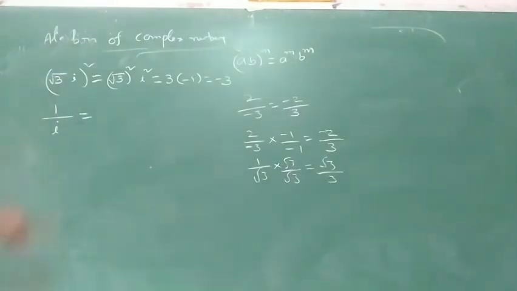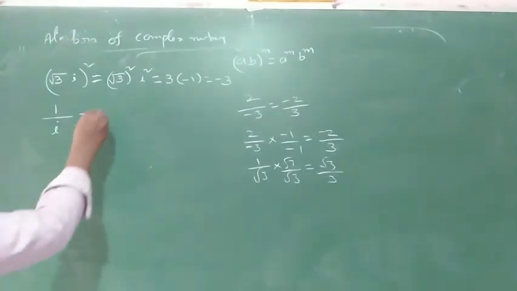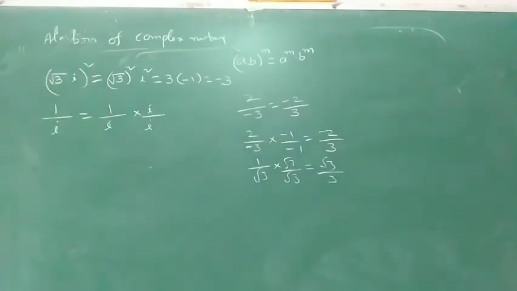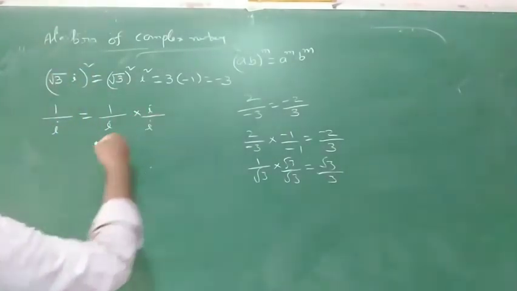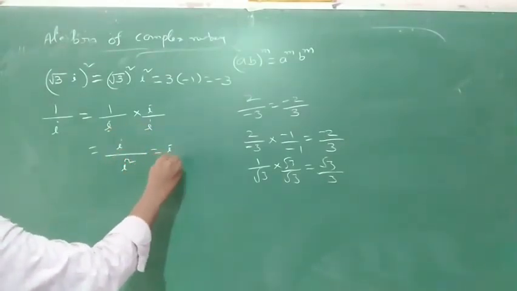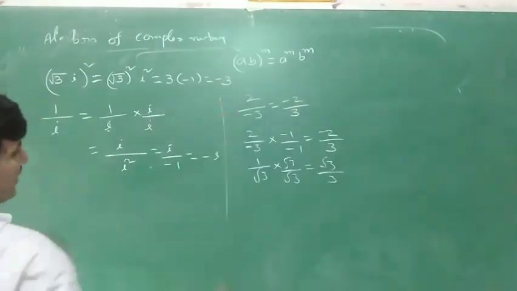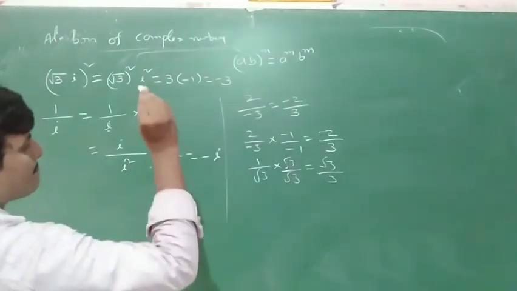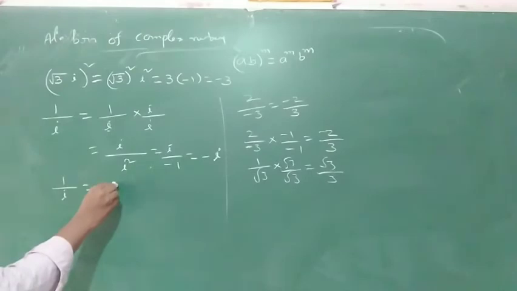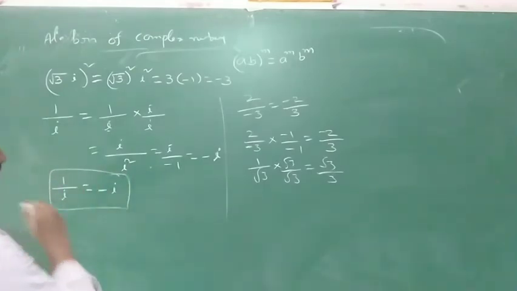In the same way, i is not there in the denominator, so convert. How to convert? This is 1 by i, multiply and divide, rationalization. Multiply and divide by i, so i by i into i, that is i by i square. So i by minus 1 is equal to what? Minus i. So 1 by i is equal to minus i. 1 by i is equal to minus i. This is another result.